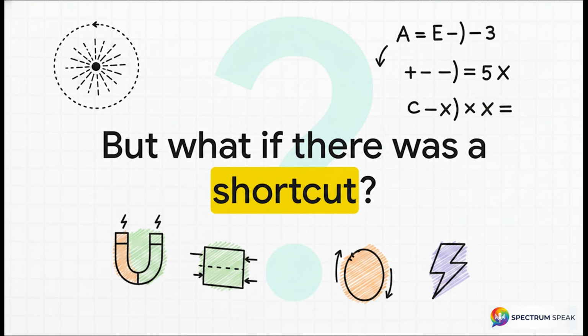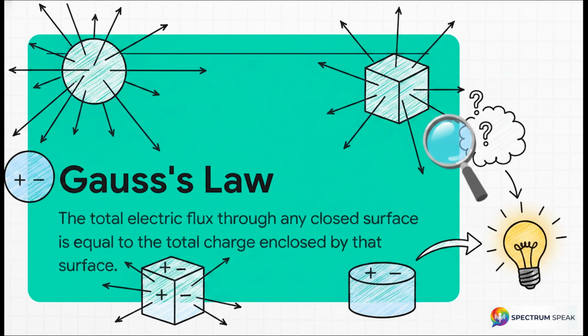But what if I told you that for certain very, very common problems, you could just bypass all of that complicated math and get straight to the answer with some simple algebra? Well, there is a way, and it just so happens to be one of the four cornerstones of electromagnetism. This right here, this is Gauss's law.